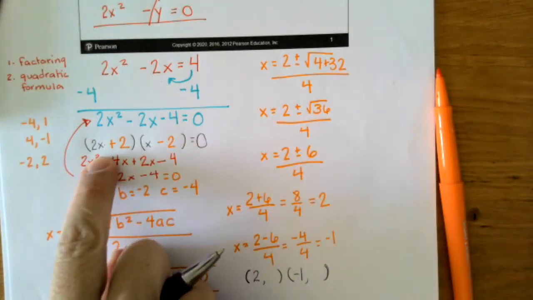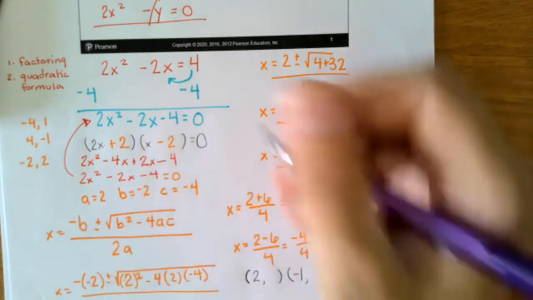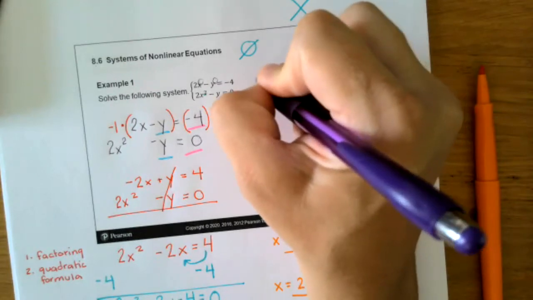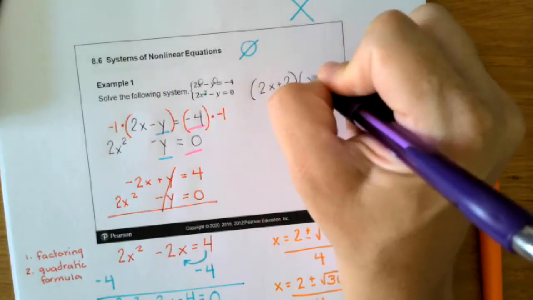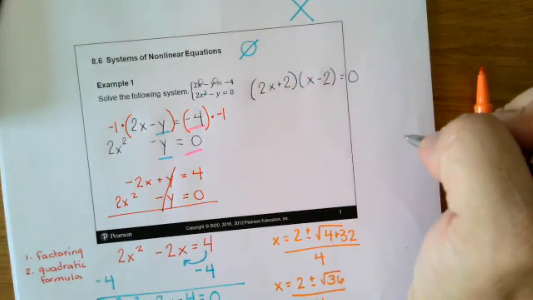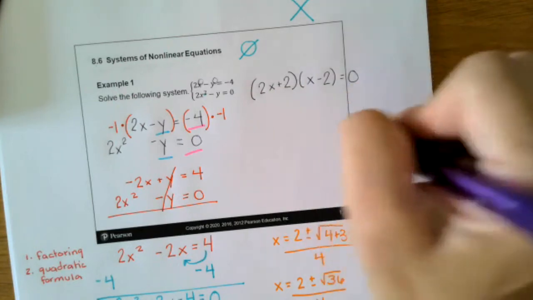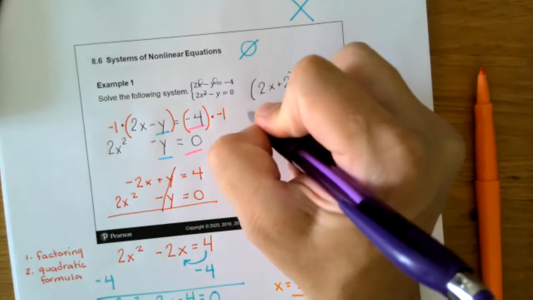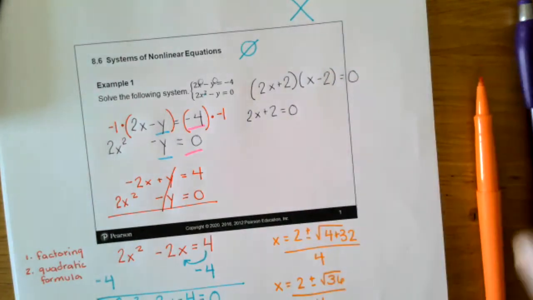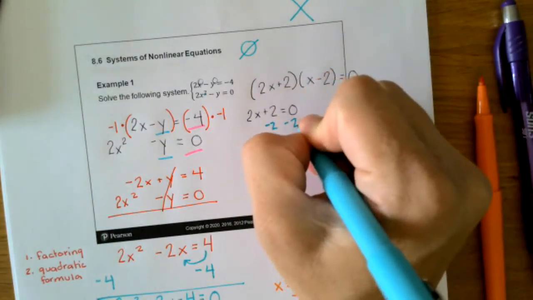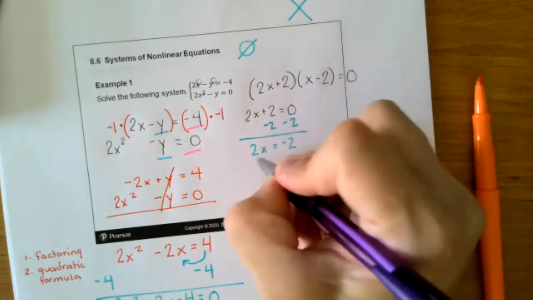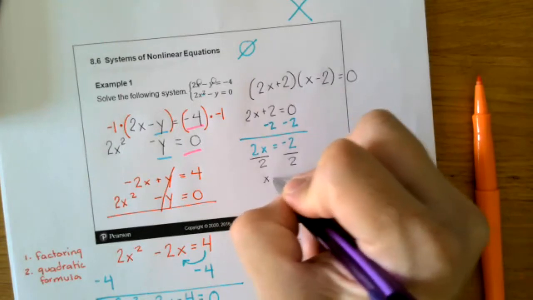Factoring, I jumped ahead, I didn't finish factoring. So this is what we need to factor. 2x plus 2, x minus 2 equals 0. Now we're going to solve each of these. We're going to set each of these equal to 0 and solve them and see what we get for x, okay? 2x plus 2 equals 0. So here I will subtract 2. 2x equals negative 2. Divide by 2. X is negative 1.